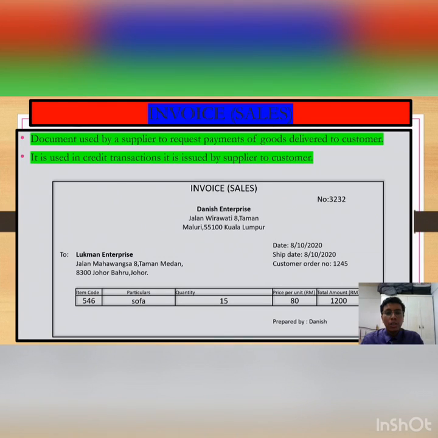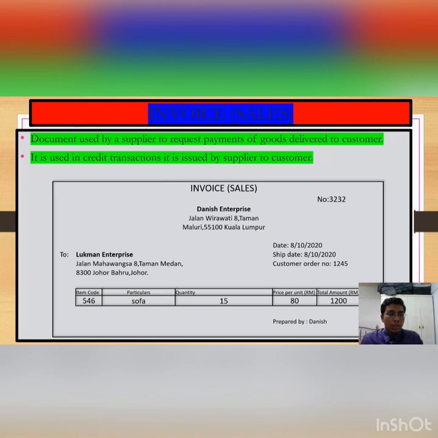Invoices. The main function of an invoice is as evidence that a transaction has happened in the business. An invoice is a document used by the supplier to request payment for goods delivered to the customer. It is used in a credit transaction and it is issued by the supplier to the customer. So this is how it looks like for the invoice.